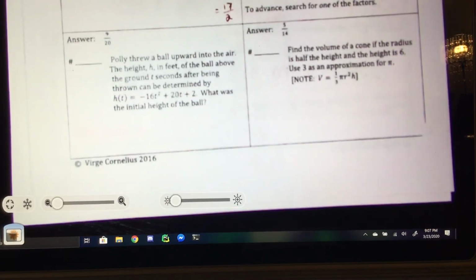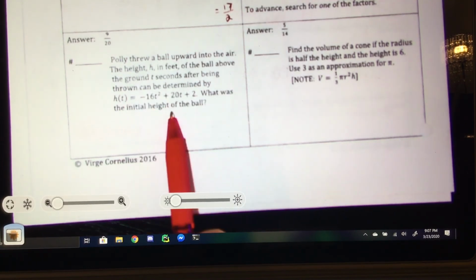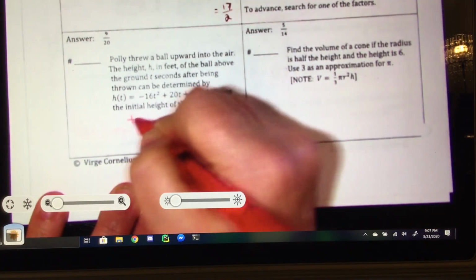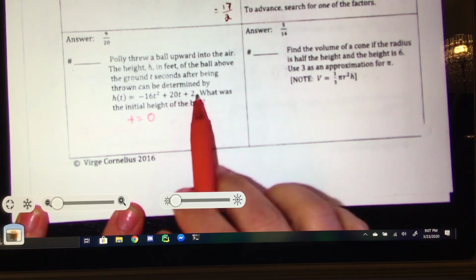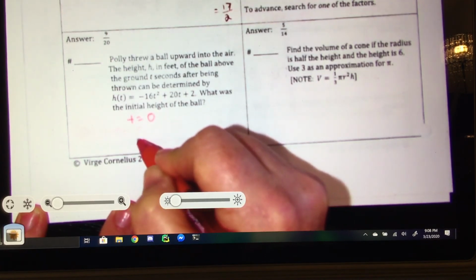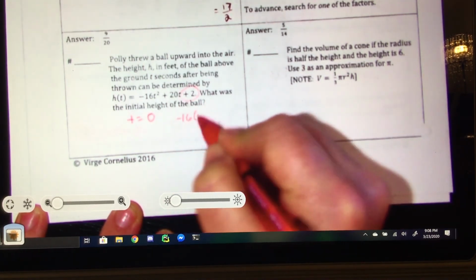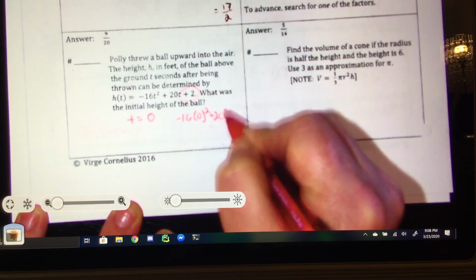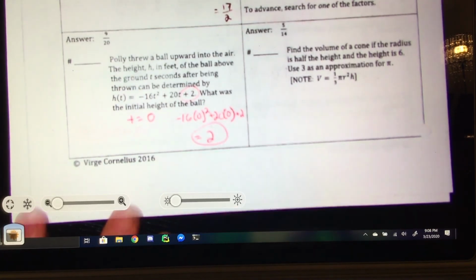Okay, bottom 2. Polly threw a ball upwards into the air. Height in feet of the ball above the ground in t seconds after being thrown can be determined by the following quadratic function. What is the initial height of the ball? Well, if the initial height is at t equals 0, you plug 0 into here, you get 0 plus 0 plus 2. So if t equals 0, you just have 2 left over, because negative 16 times 0 squared plus 20 times 0 plus 2 equals 2. So there's your answer.